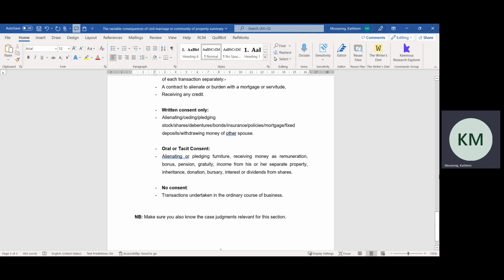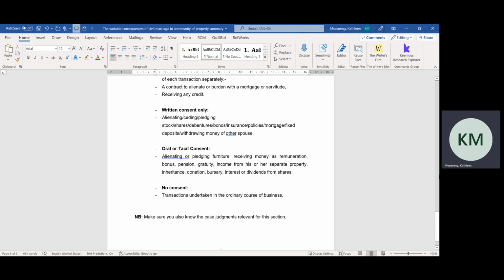For example, let's say they want to take a loan in the name of the business, or they want to sell certain assets, or even an immovable property which forms part of the assets of the business. They do not need the consent of their spouse, because they are selling that asset or that immovable property in their capacity as a business owner, and not necessarily in their capacity as a spouse.